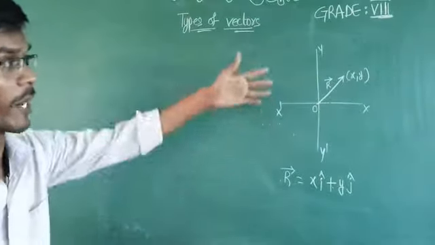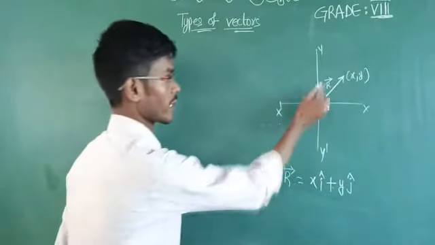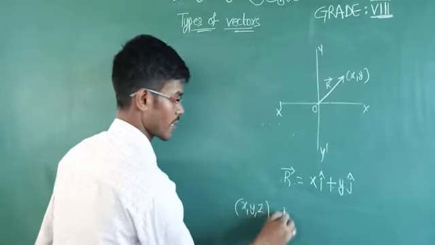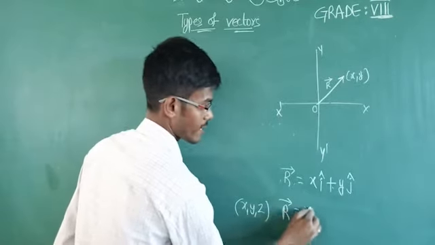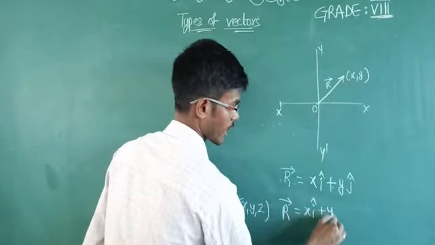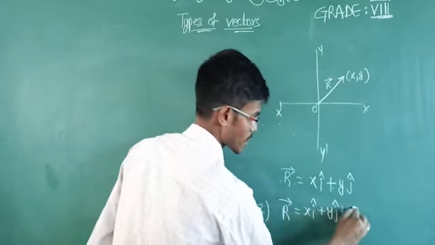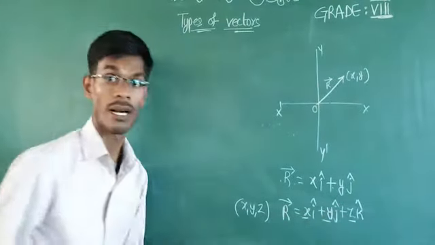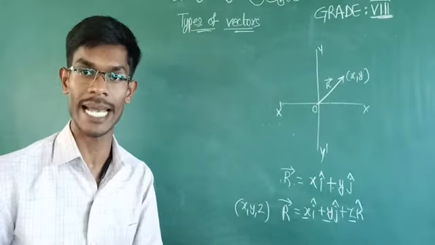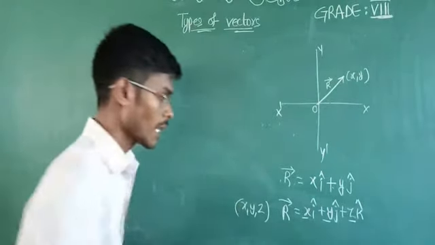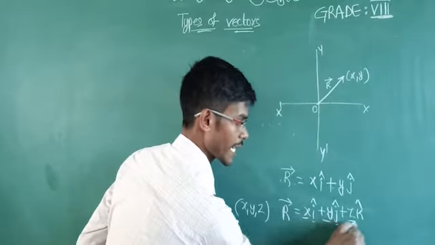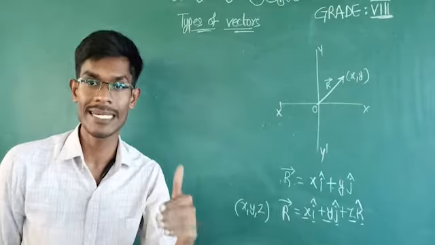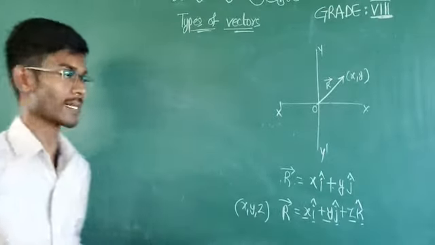Suppose one more z point is also added here. If we consider x comma y comma z, then this representation is x i cap plus y j cap plus z k cap. Here x, y and z are the magnitudes along the x axis, y axis, z axis, and i cap, j cap, k cap are used to represent the direction along the x axis, y axis and z axis.